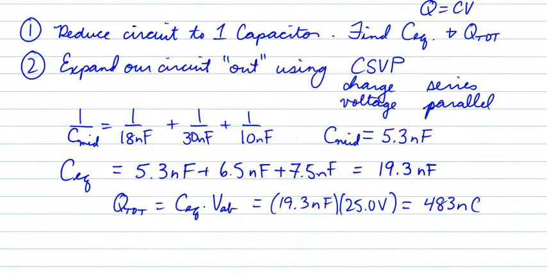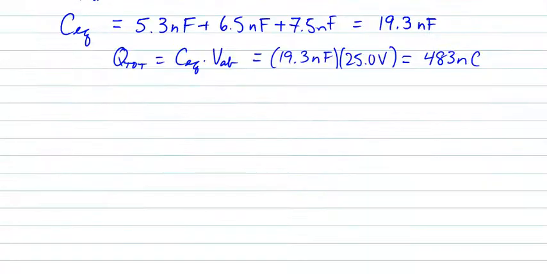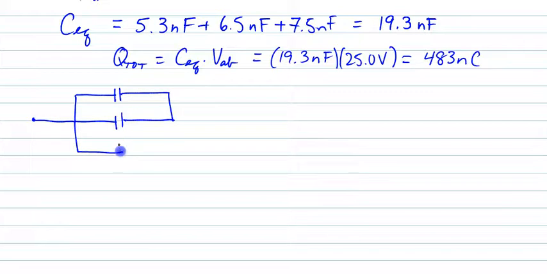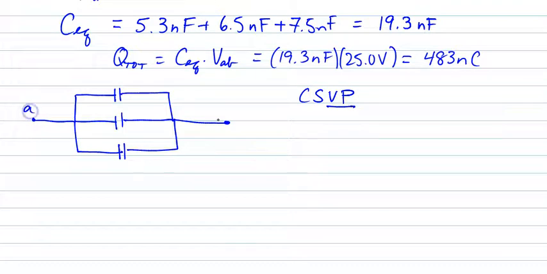Okay. Now, the next step is expanding the circuit back out to its pieces, and this is where things get a bit trickier. The first thing we can do is expand each branch outwards, and so there's 3 branches. And when I say to apply CSVP, what I mean is each branch has the same voltage in parallel. So if this is point A and point B, we know we have 25 volts on each of the branches.